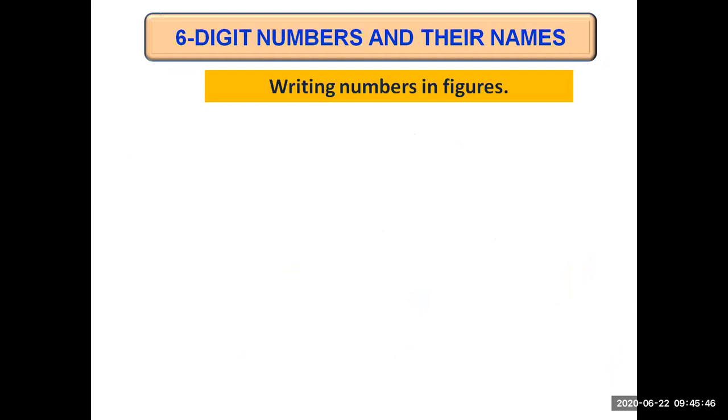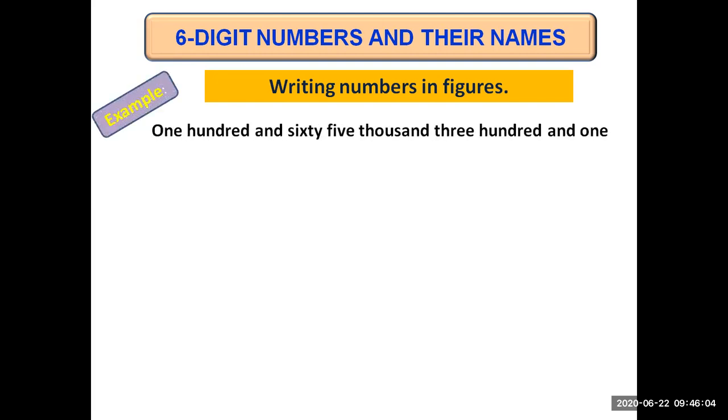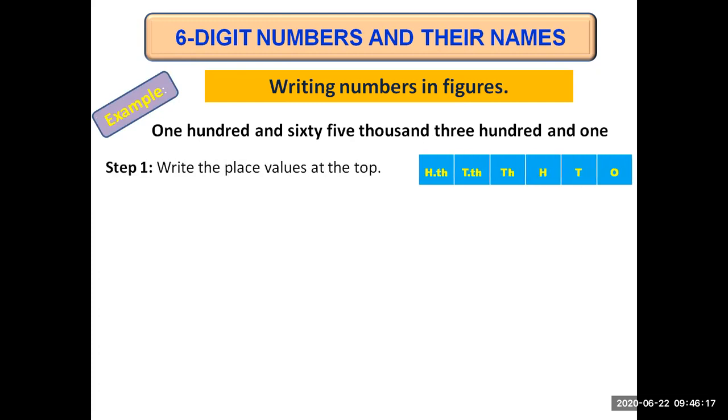Then comes writing numbers in figures. Till now, we were writing 6-digit numbers with their names. Now, what if we are given number names and we have to write the number in figures? Have a look at this with the help of an example. We have a number 165,301. First step, write the place values at the top.